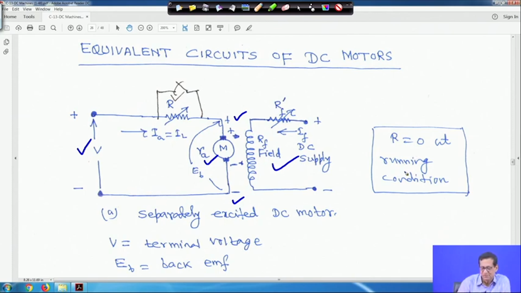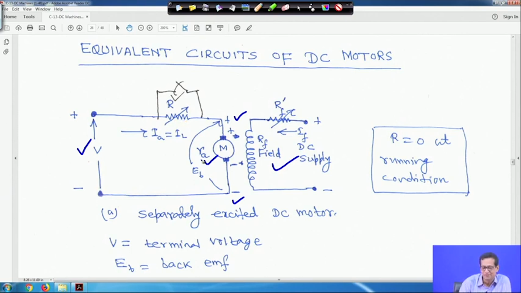Actually, when you start the DC machine, in first year perhaps you will do the electrical lab for this. Whenever you start the DC machine at the beginning, that R should be at the maximum position, because as soon as you switch on, back EMF will not be there, and if you keep it at a minimum value, then the armature resistance of the DC motor is very small.